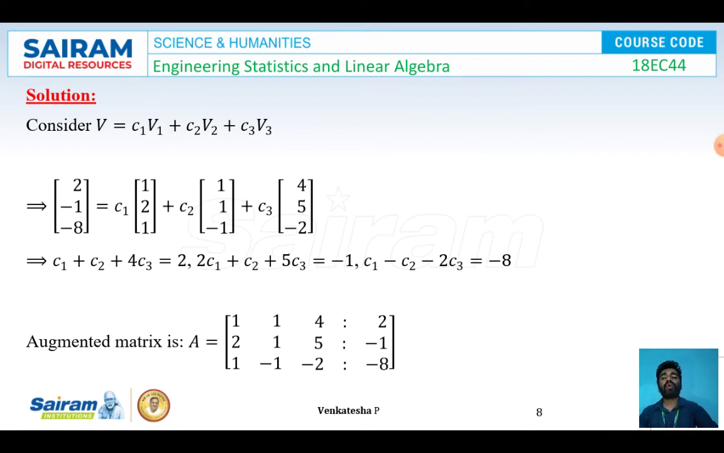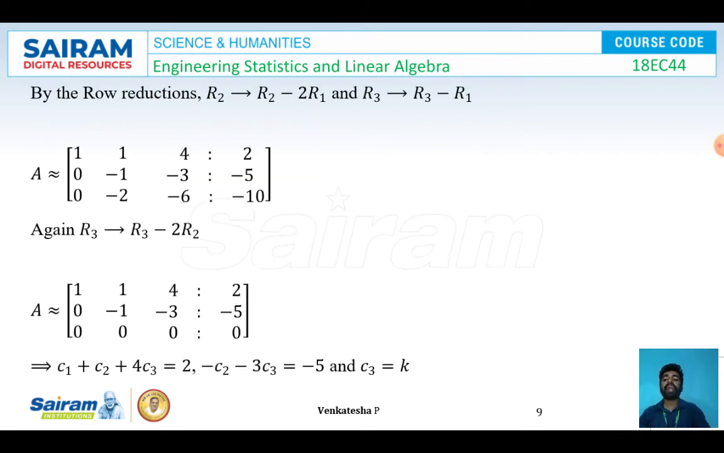So after the row transformation, I got the matrix A: 1, 1, 4 equals 2; 0, minus 1, minus 3 equals minus 5; 0, minus 2, minus 6 equals minus 10. Now, the next step in the echelon form is converting the last row completely to 0 as far as possible. So the operation is R3 implies R3 minus 2R2. I'll be multiplying R2 by 2 and subtracting from R3.